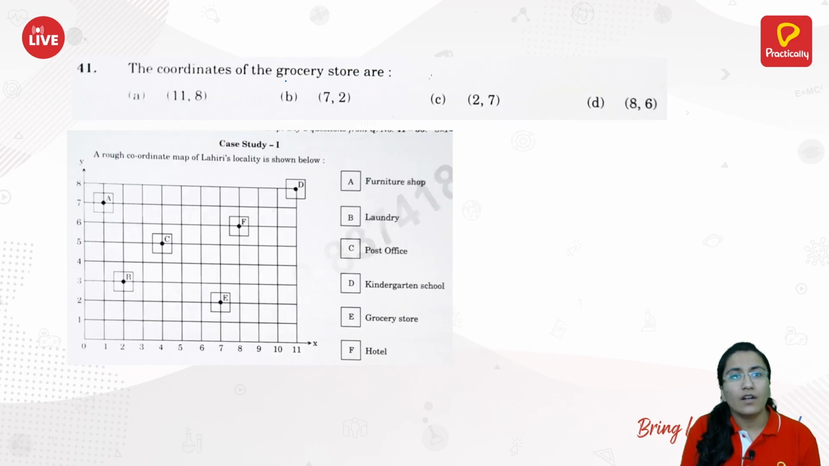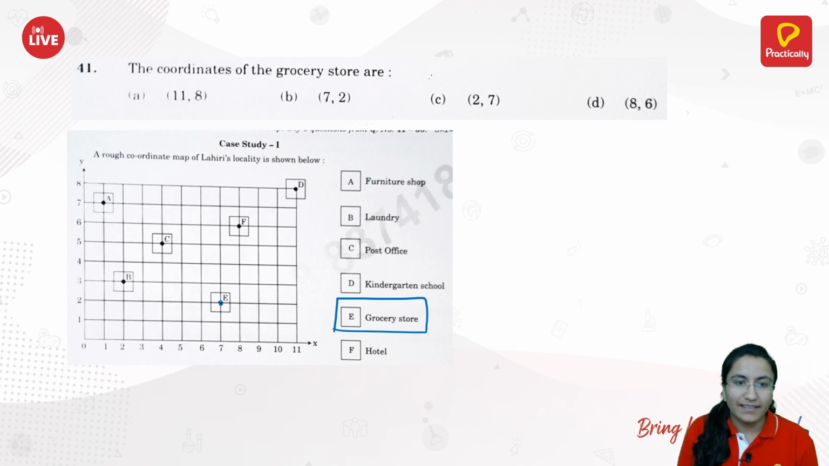First question is, the coordinates of the grocery store are? Let's just find where the grocery store is here. Okay, which is E. This is the grocery store, that is 7, 2. So you have 7, 2 as the correct answer for the coordinates of the grocery store.